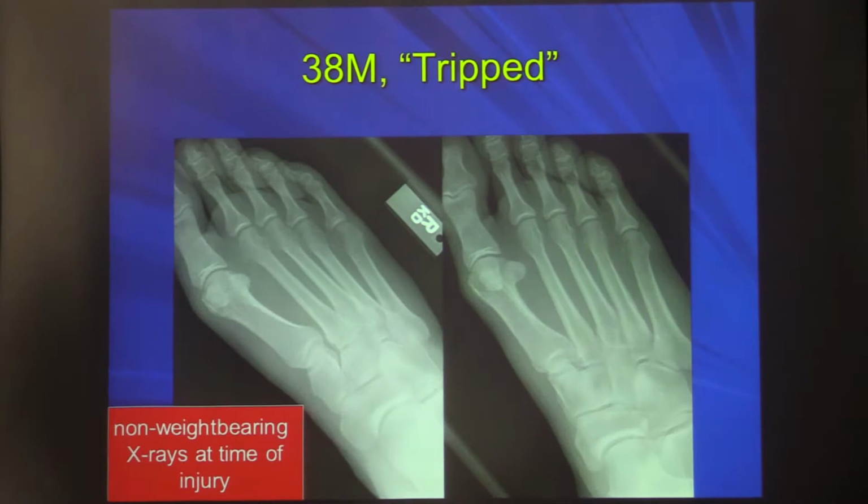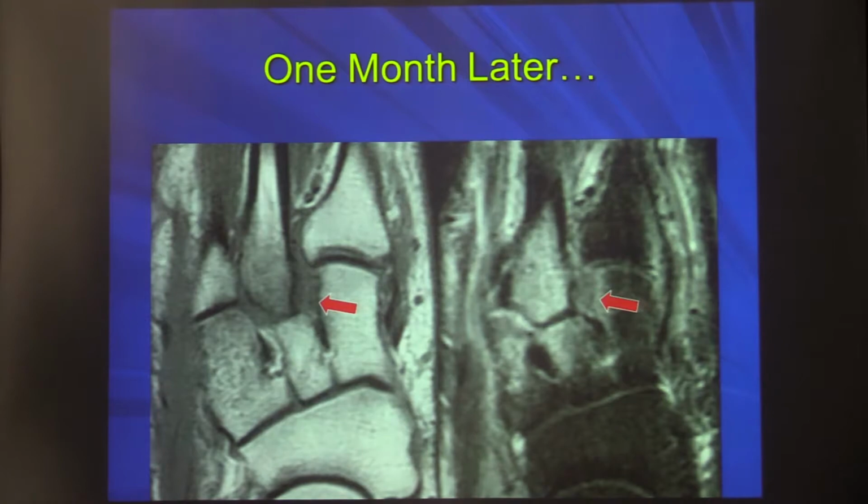These were non-weight-bearing views obtained at the time of injury in a 38-year-old male who tripped. And you can see there's no malalignment here. But he had continued pain, and 1 month later, he presents with an almost neuropathic-appearing joint. We have erosion here at the base of the second. We have disruption of the Lisfranc ligament, extensive osseous edema, probably something we may have at least had a clue of had we done weight-bearing views.